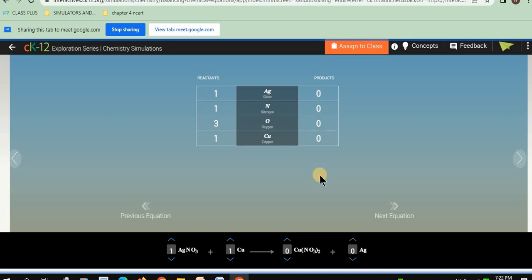Similarly, what is the valency of nitrate ion? Can you write in the chat box? What is the valency of nitrate ion? 1. So therefore, 1 cancel and the formula of silver nitrate is AgNO3.